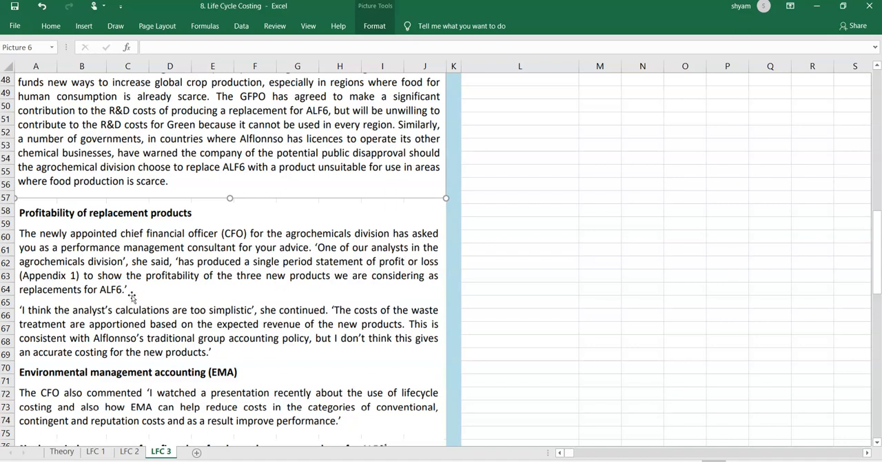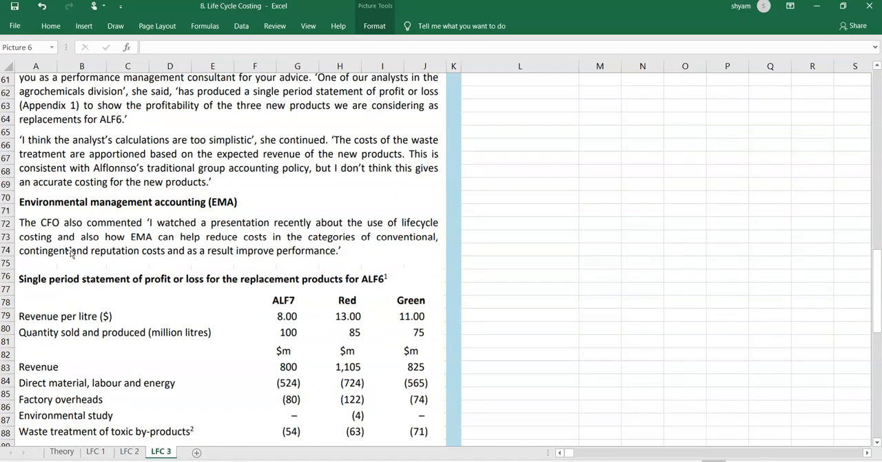Okay, so they have prepared a P&L for these products. The P&L, they say, is very simplistic, and the cost of waste treatment is apportioned based on the expected revenue of the new product. Okay, so any waste treatment is apportioned on the basis of how much revenue it generates. That won't be proper, because usually waste treatment should not be apportioned but allocated to the particular product which is generating that waste. So that seems to be wrong.